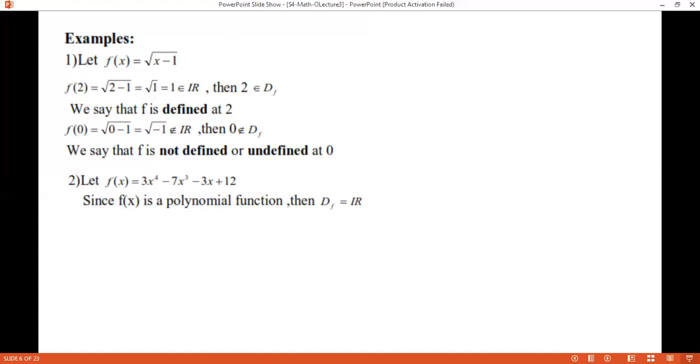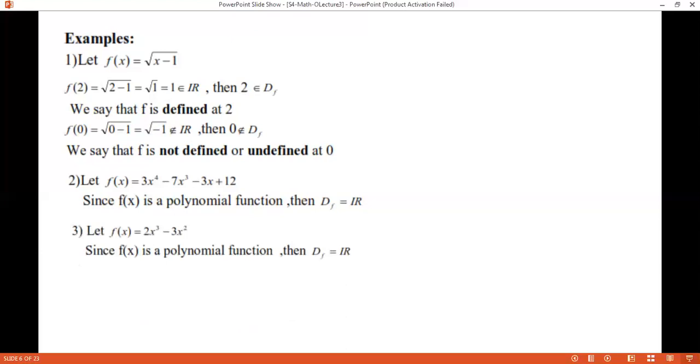So all the numbers are accepted. I don't have any condition to take here. All the numbers are accepted. Okay, whether it's positive or negative, I don't care, because all the numbers would give me a real image. Okay, so keep in mind the first function, which is the polynomial. Every time you see a polynomial, then the domain of definition is R, or minus infinity to plus infinity.